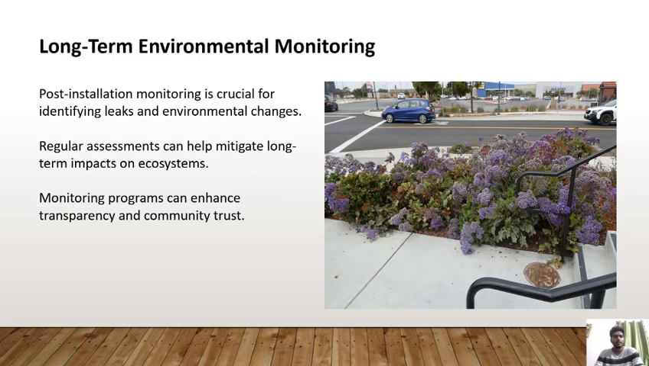Long-term environmental monitoring. Post-installation monitoring is crucial for identifying leaks and environmental changes. Regular assessments can help mitigate long-term impacts on ecosystems. Monitoring programs can enhance transparency and community trust.